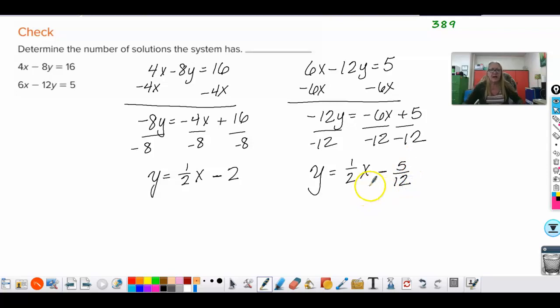Okay, so we have slopes that are identical, but y-intercepts are different. So these 2 lines are parallel, right? They're parallel because they have the same slope and different y-intercepts, so they will have no solutions. I guess put 0, none, whatever, no solutions. Okay.